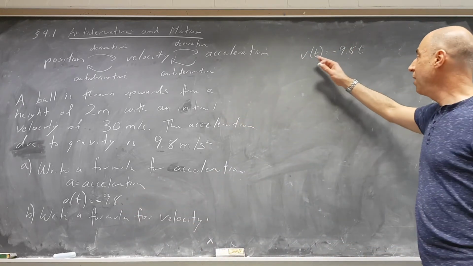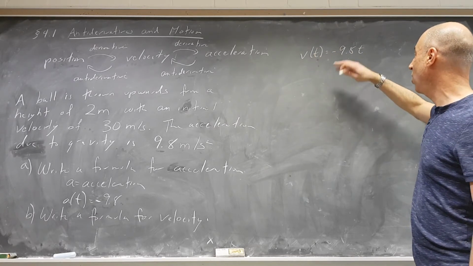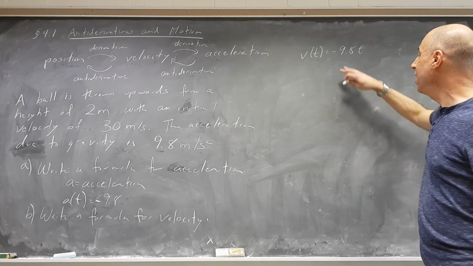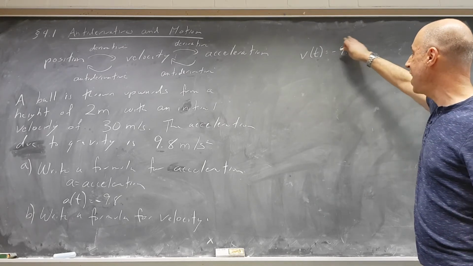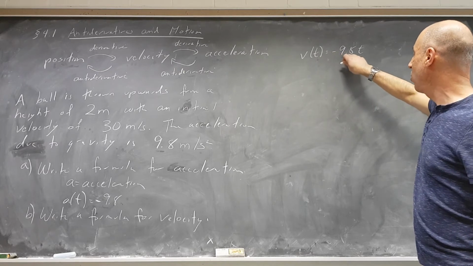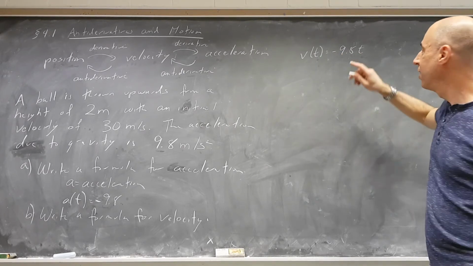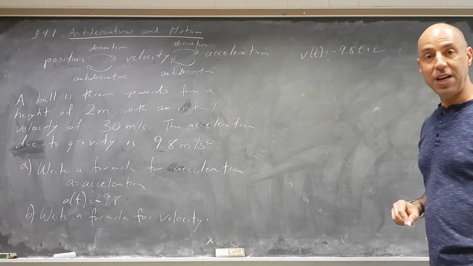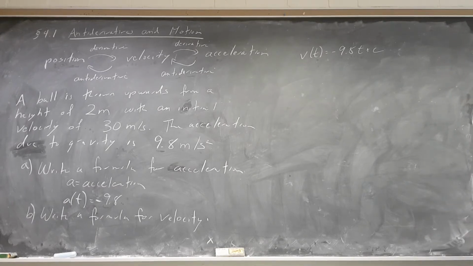So now, if you have a particular time, 1 second, 2 seconds, 3 seconds, you can go ahead and plug this in, and you'll notice that I've left something out when I wrote this down. I wrote minus 9.8 t, but I left something out. Plus a constant. Minus 9.8 t plus a constant.